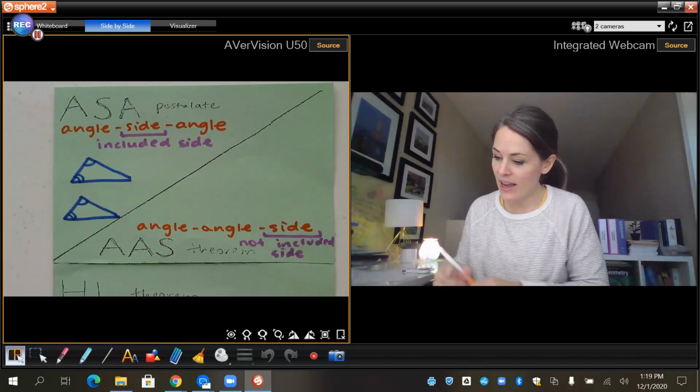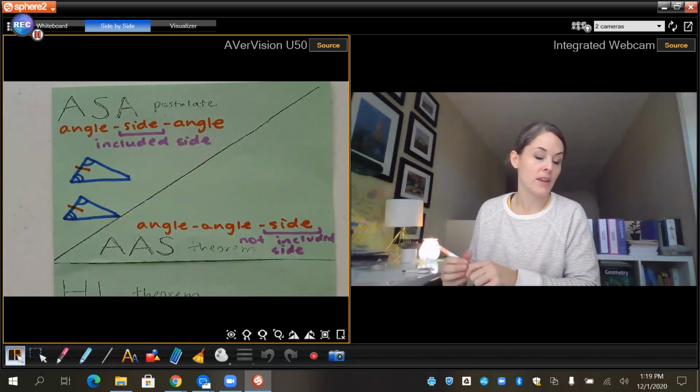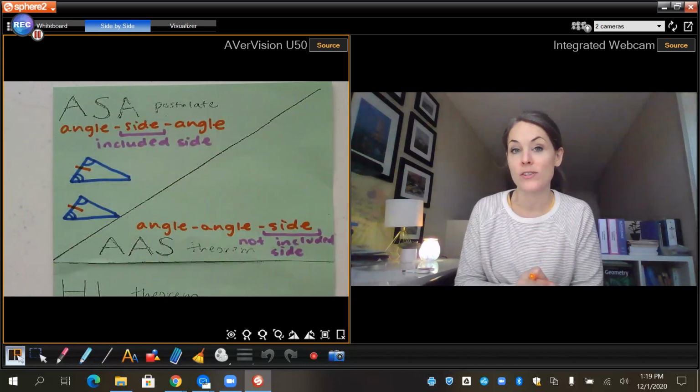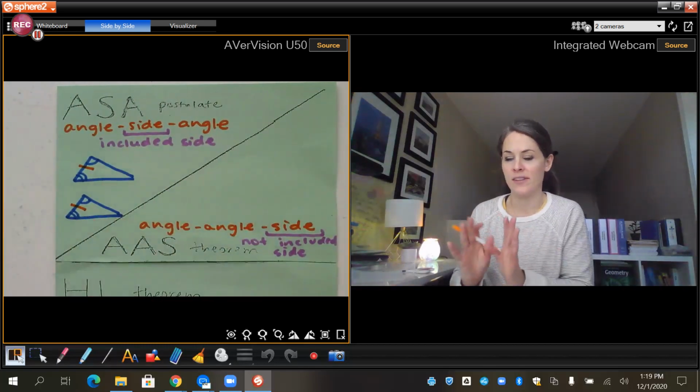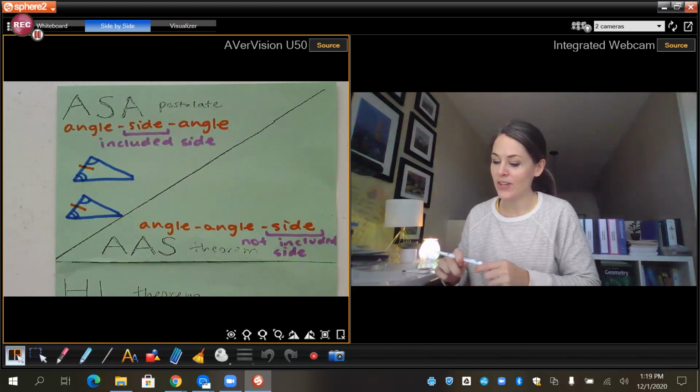So let's say the included side, which would be this side, is congruent to this one. Okay, so if you have this information, then you could prove those two triangles congruent by angle, side, angle. I don't have enough room to write it, so I'm just going to show you visually there. Okay, now let's look at angle, angle, side.